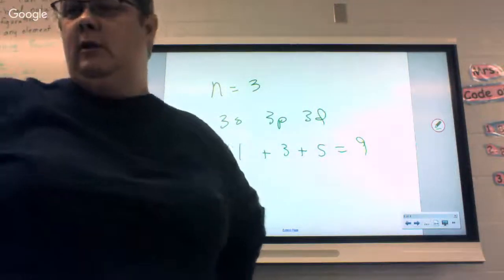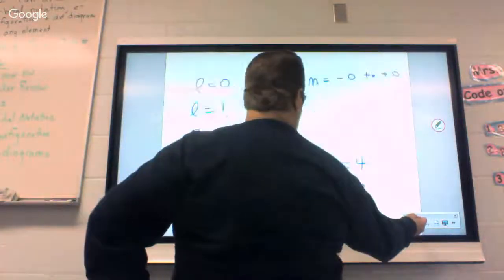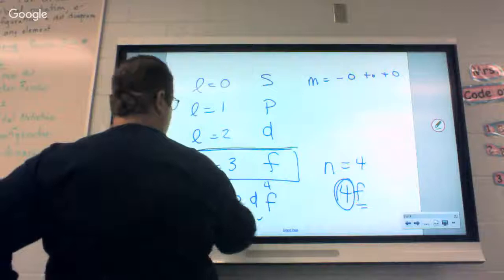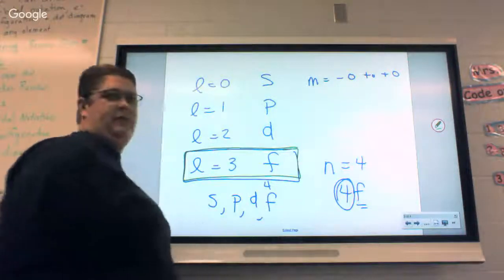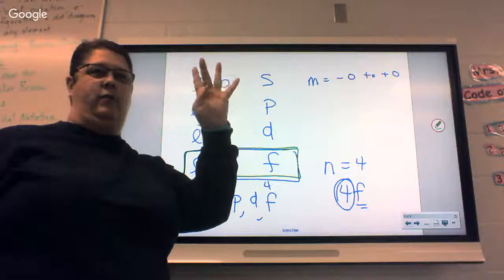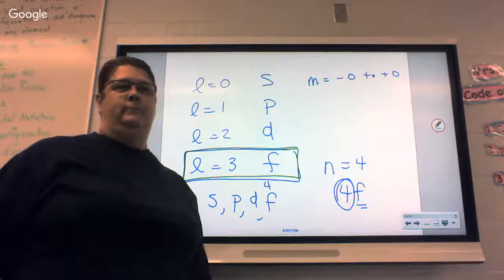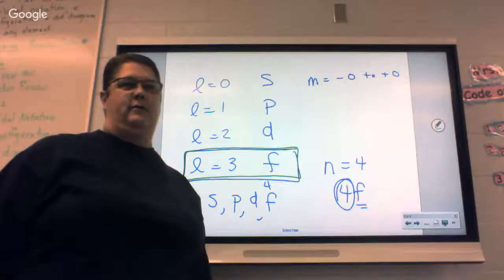Number which one? 16 is 4. If L equals 3, what sublevel do we have? F, right? We have an F sublevel, S, P, D, F. Got to have an energy level of 4. Anybody else?